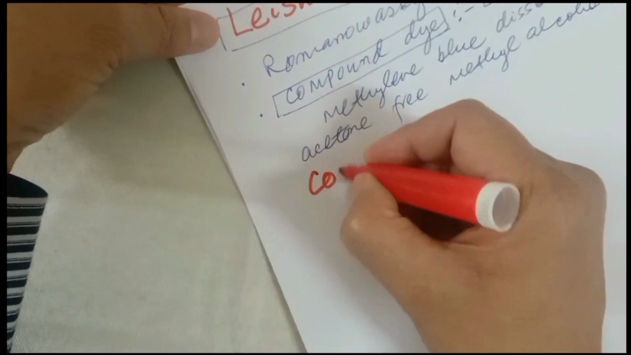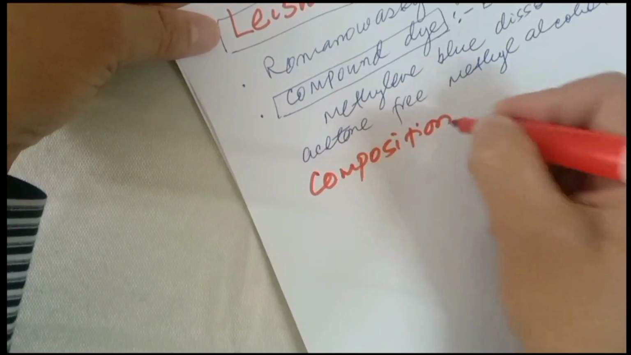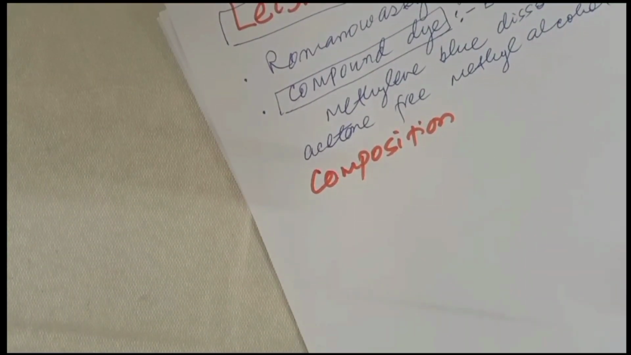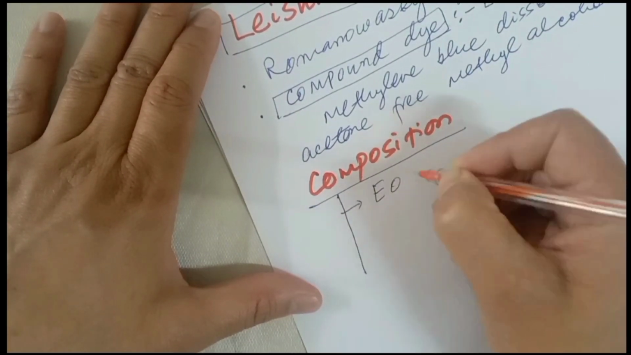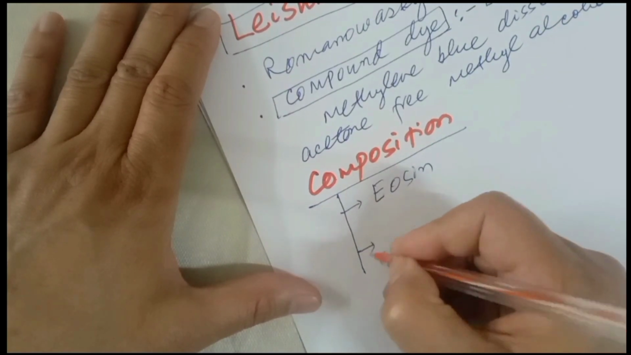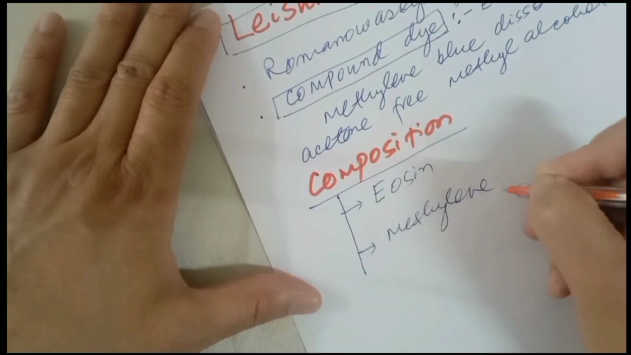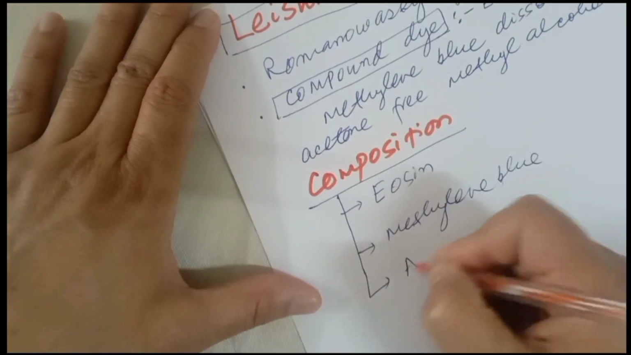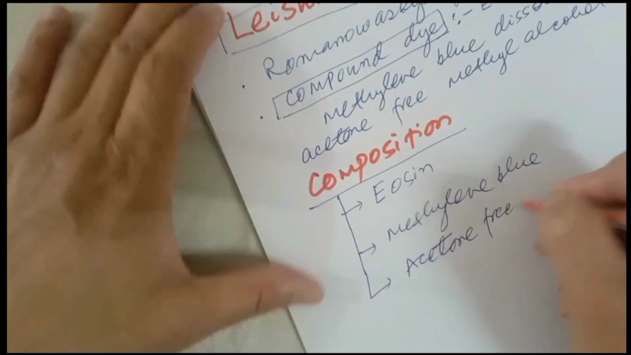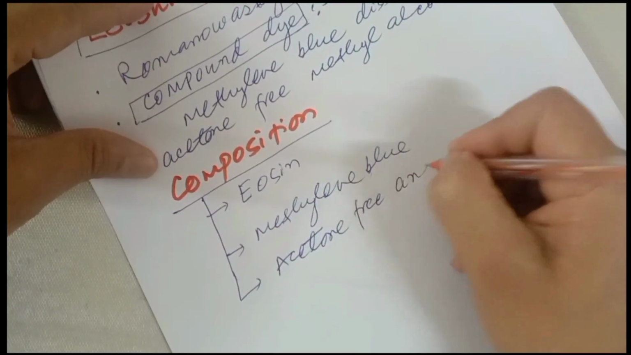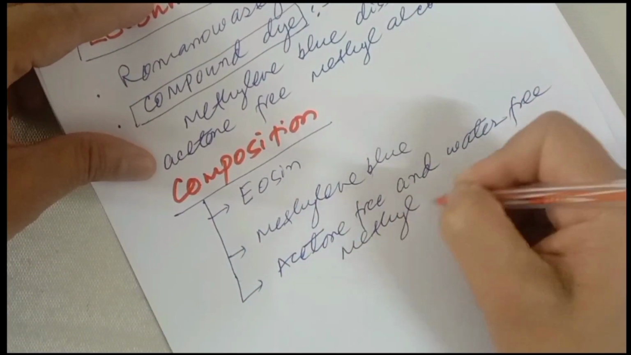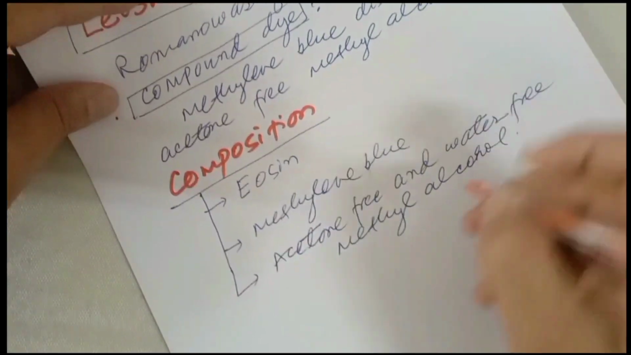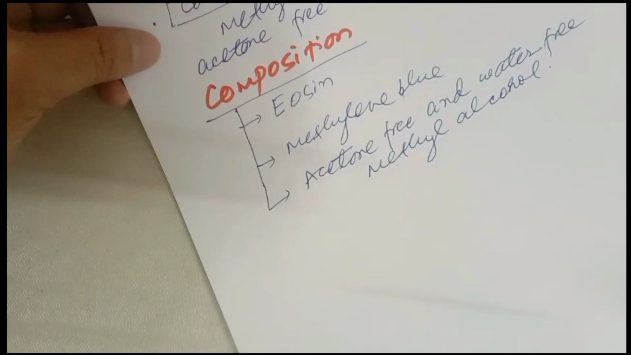Now coming on to the composition. The Leishman stain basically has three components: eosin, methylene blue, and acetone free and water free methyl alcohol. So we will discuss each one by one. First is the eosin.